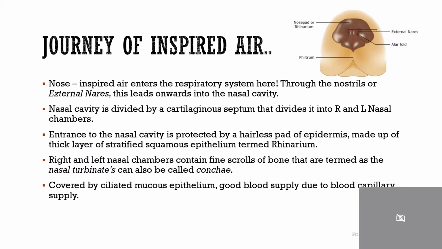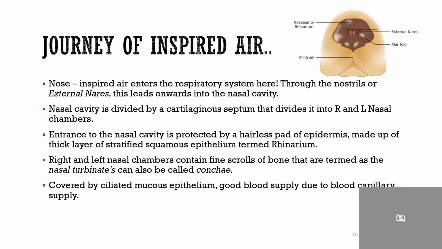The journey of inspired air. Inspired air enters the respiratory system through the nose, through the nostrils, or if we appropriately term them, the external nares, and this leads onwards into the nasal cavity. The nasal cavity is divided by a cartilaginous septum into the right and left nasal chambers. Entrance to the nasal cavity is protected by a hairless pad of epidermis made up of a thick layer of stratified squamous epithelium, and we term that the rhinarium.